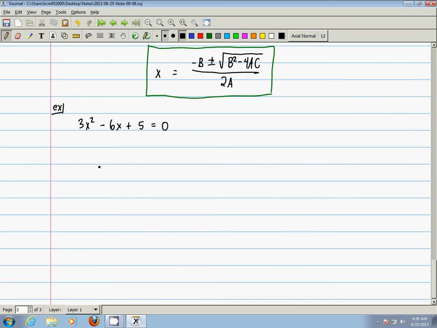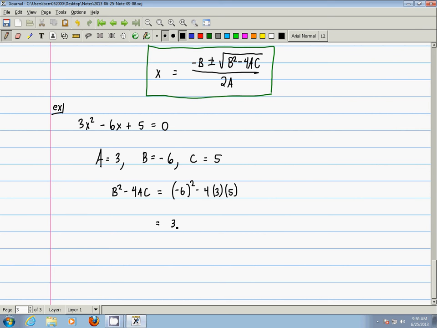So what are a, b, and c in this particular question? So a is what? 3. And b is negative 6, and c is 5. So let's compute the expression b squared minus 4ac. So it will be negative 6 squared minus 4 times 3 times 5.